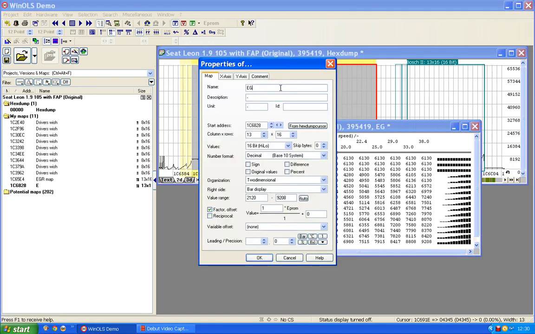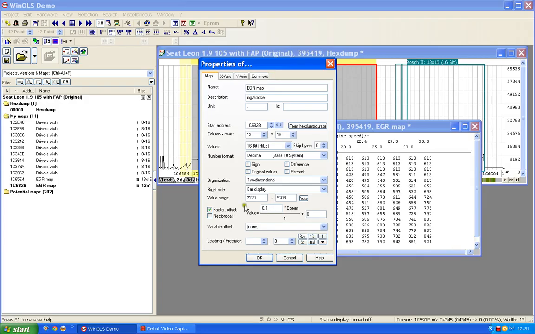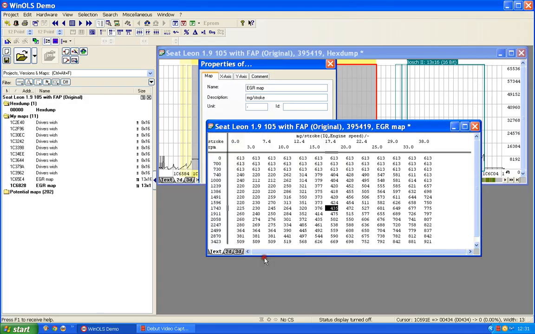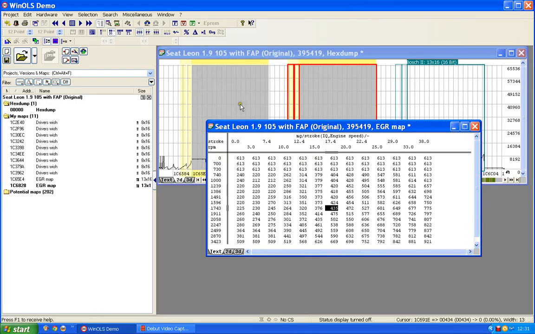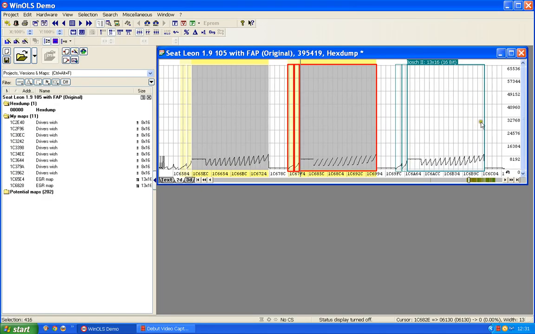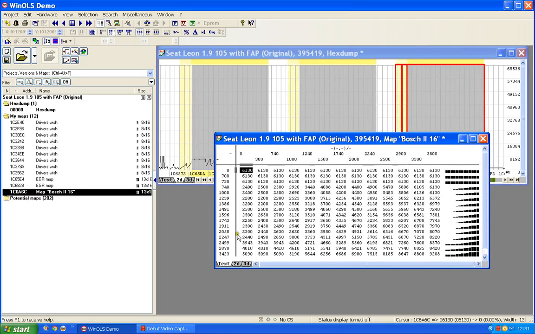We decided that that was our EGR map. Oh, and if I press the right key, it's probably milligrams per stroke. And down here we went for 0.1, and that looks pretty much like the last one did, so that seems reasonable. And then we've got what is probably another one there, so we've got 3 of these.